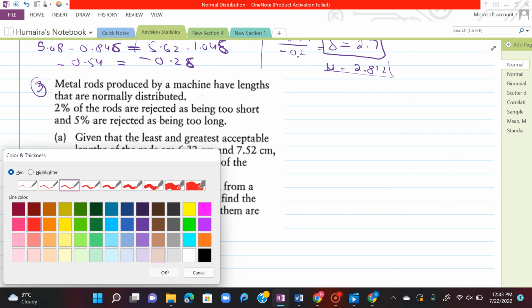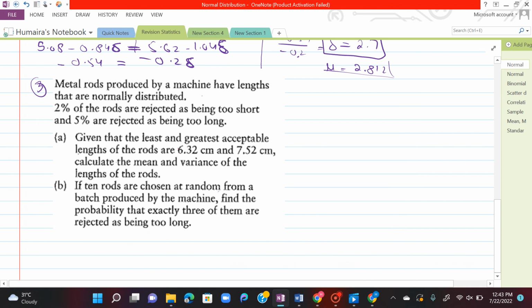So it's like, metal rods are produced by a machine, have lengths normally distributed. The words normally distributed come, so the first thing I will do is draw the sketch before moving ahead. And I know that in the center I can write in both the languages, x and z. X has some value of mu, it can be any numerical number, but for z I know this number is definitely 0. So I'm just putting these two over here.